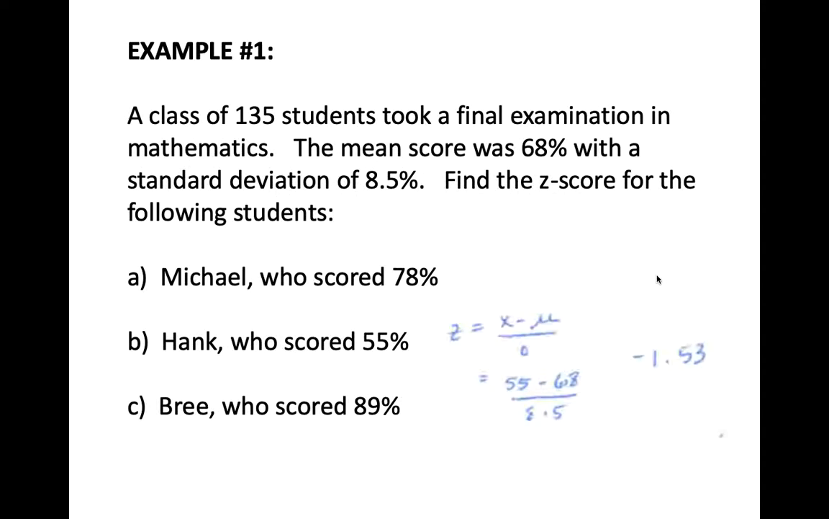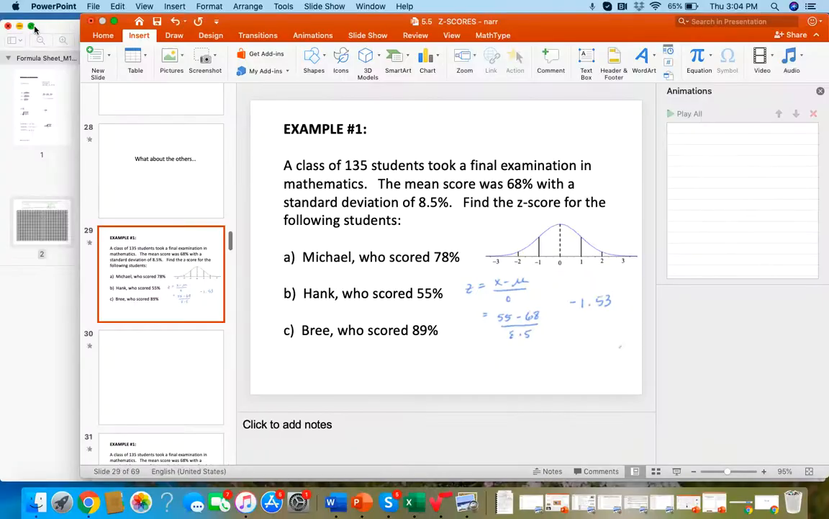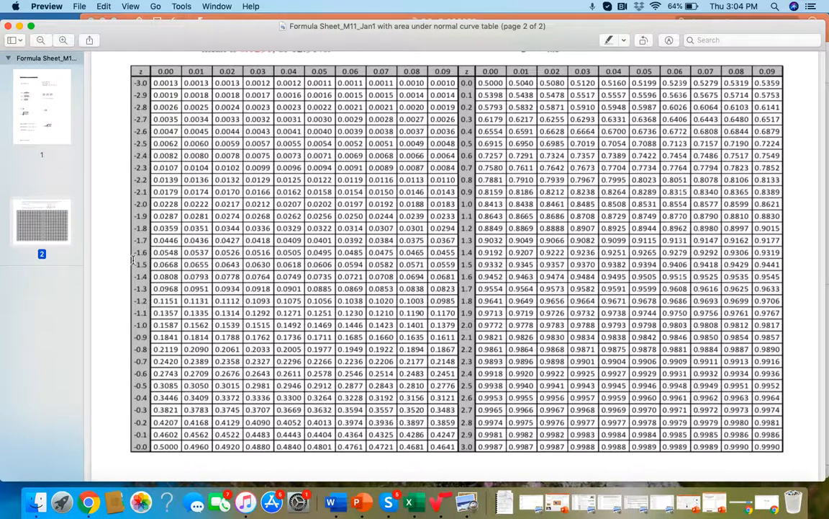What about the others? Okay, how about Hank? Hank was at negative 1.53. And so he's somewhere here. Let's see if we can find him on a table. This is negative 1.53. So here's my table. Negative 1.5 is right here. And then I go across until I see that it's a 3. Looking up, it says 0.03. So here it is, 0.0630. So he's at 6.3%.